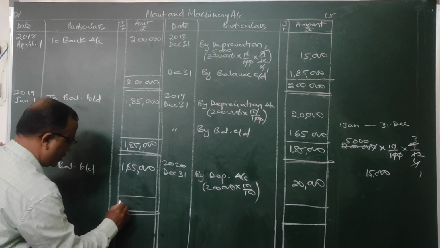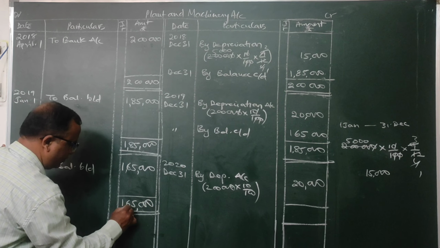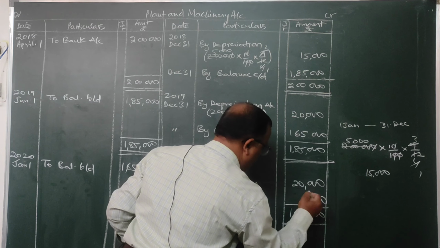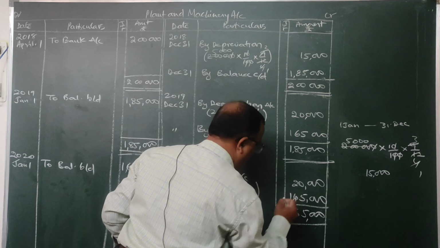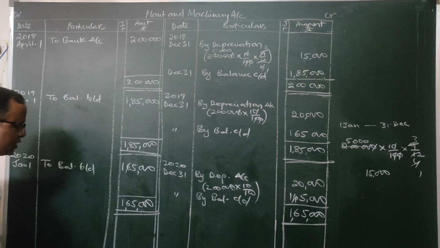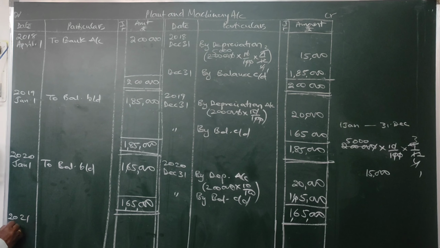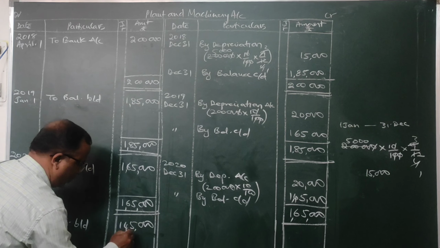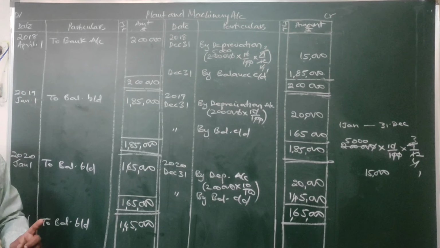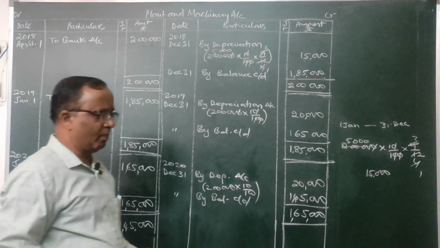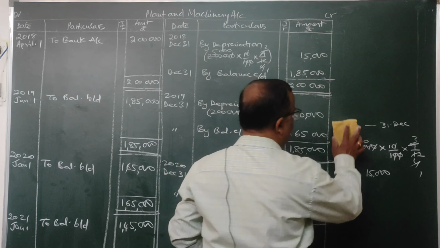It is a simple problem. See, 1,65,000. From this if you subtract, it will be how much? 1,45,000. This will be nothing but balance carried down on 31st December, which will become in the year 2021 on January 1, balance brought down. How much? 1,45,000. So this is the first simple, short problem which you have done. In a similar pattern, I hope you people have understood this particular one.